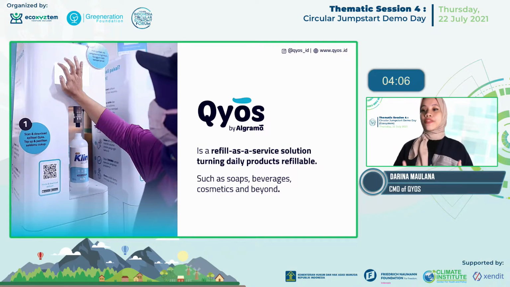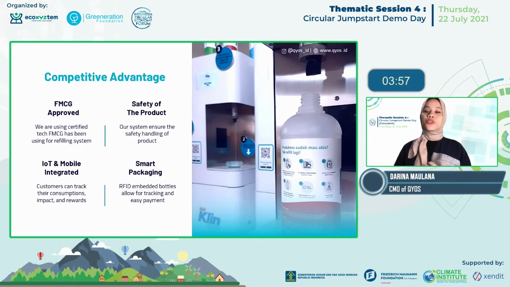Kios is a refill-as-a-service solution, turning daily products refillable, such as soap, beverages, cosmetics, and beyond. Next. We have the competitive advantage of having our technology approved by the manufacturers, or what we call FMCG, with whom we collaborate with Agramo, which has proven this concept in Chile for over 8 years. Our dispenser machines are FMCG approved, and also laboratory approved.